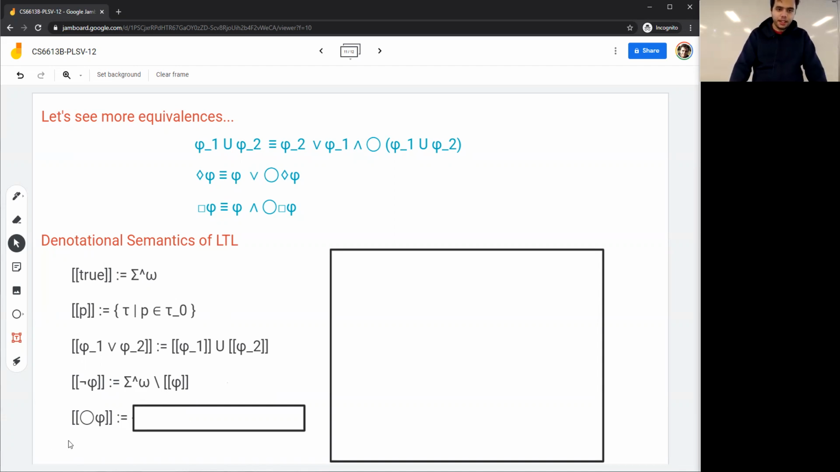Okay. Now we get to the temporal part. So how should we define the semantics of next phi? What was the definition that we had before? Like what kind of infinite traces satisfy next phi?